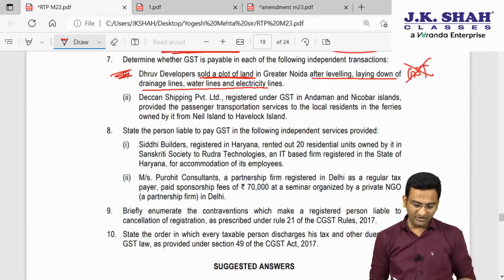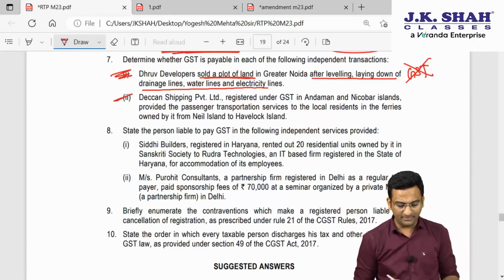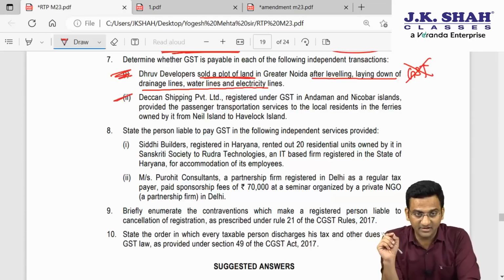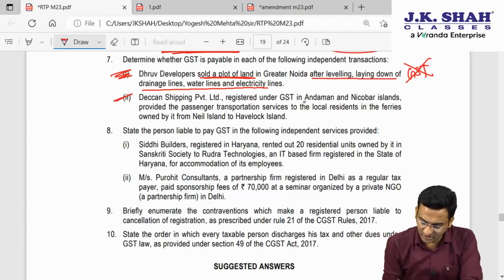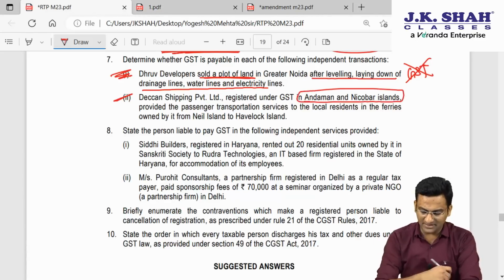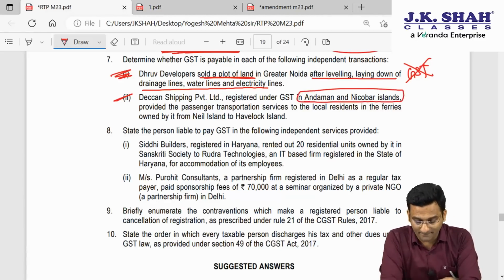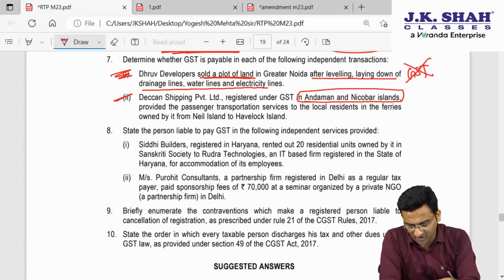Okay. Now the next question, friends. Deccan Shipping Private Limited is registered under GST. There is one shipping company registered under GST in the UT of Andaman Nicobar Island, which provided passenger transportation services to the local residents in the ferries owned by it from Neil Island to Havelock Island. Now what is the question, friends?